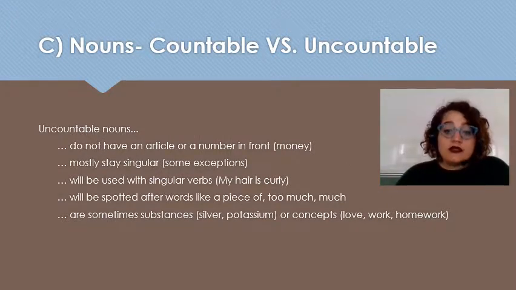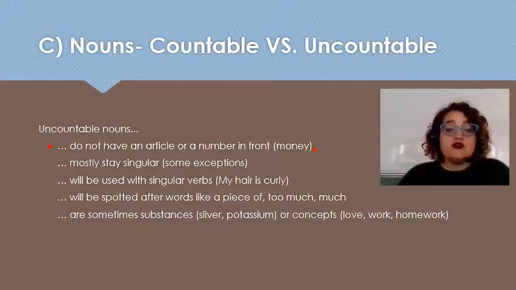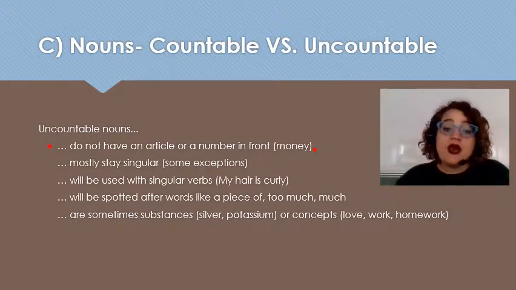When it comes to uncountable nouns, well, you guessed it, they are nouns that you cannot count. So for example, they will not have an article or a number in front of them. Like money. You can't say one money, two money, three money. You can count dollars, which is a different noun, a countable noun, but you cannot count money. Mostly they will stay singular with some exceptions. They will also be used with singular verbs.